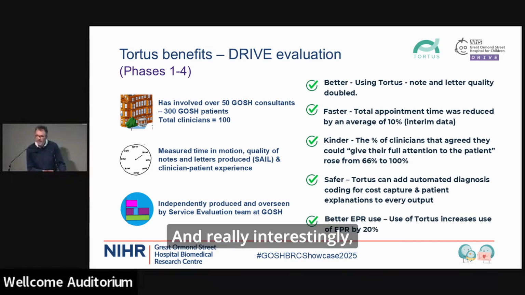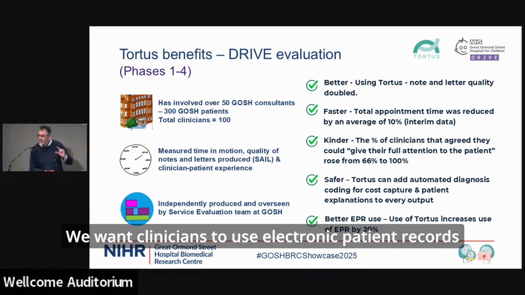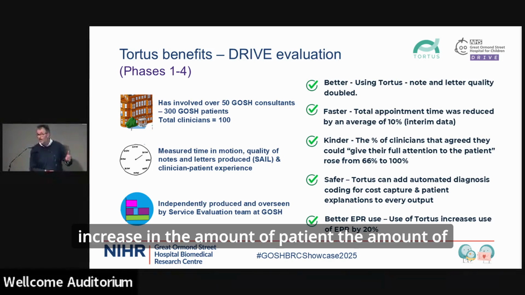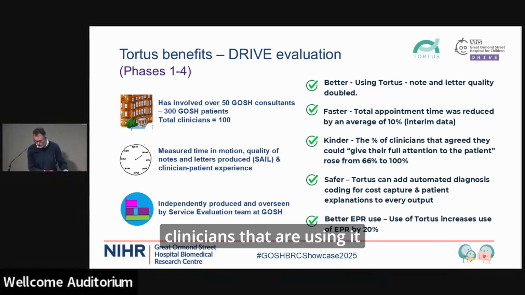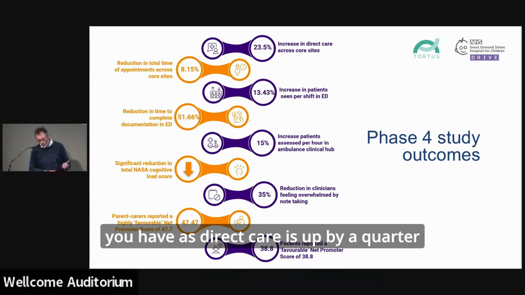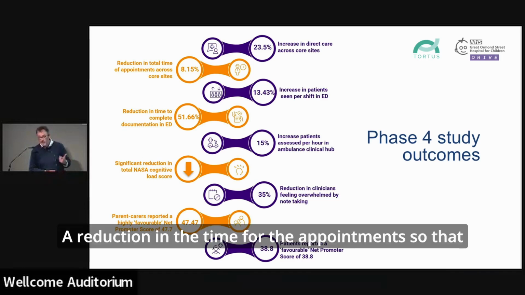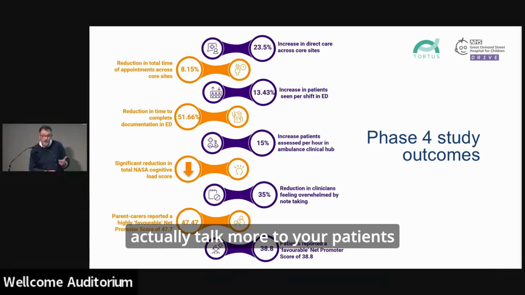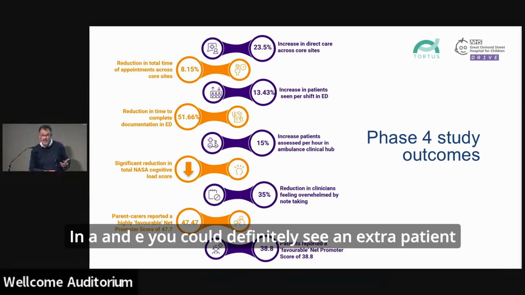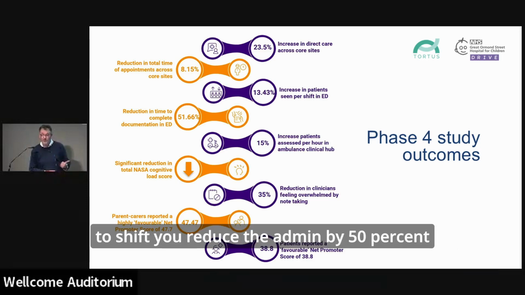And really interestingly, there's this sort of knock-on effect. We want clinicians to use electronic patient records. It can sometimes be teased, but actually we see a real increase in the amount of clinicians that are using it. But what did we see? Well, we saw that the time that you have as direct care is up by a quarter. A reduction in the time for the appointment, so that you could use that to actually talk more to your patients, but you could actually potentially see extra patients. In A&E, you could definitely see an extra patient a shift. You reduce the admin by 50%.